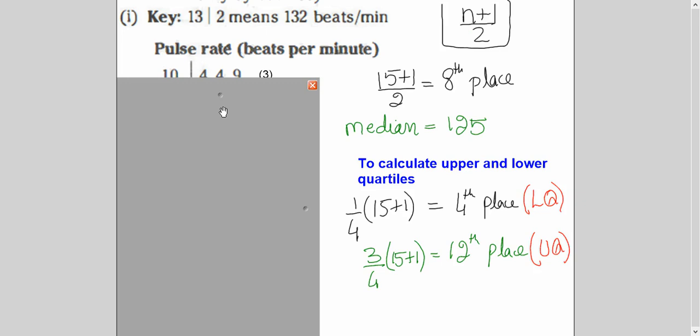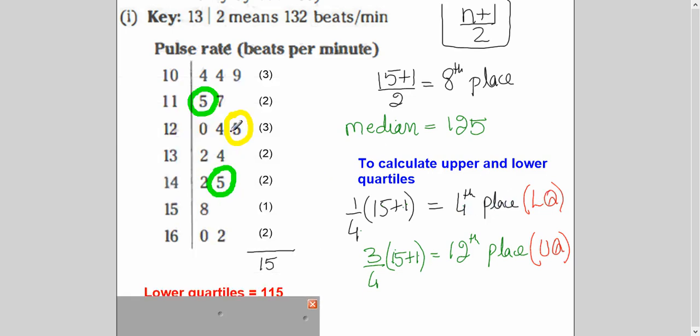Now we have to find out quartiles. Quartile is what? Upper quartile and lower quartile. And I told you for quartiles, you do 1/4 of n plus 1 for the lower quartile and 3/4 of n plus 1 for the upper quartile. So 15 plus 1 is 16. 16 divided by 4 is the 4th place. 16 multiplied by 3 divided by 4 is 12. So your data present at the 12th place will give you the upper quartile, and data present at the 4th place will give you the lower quartile. So let's see here.